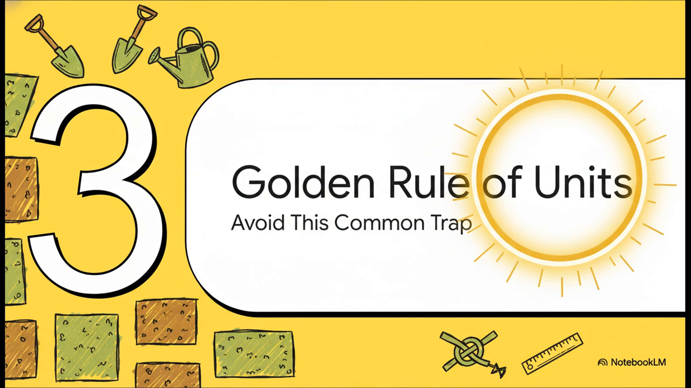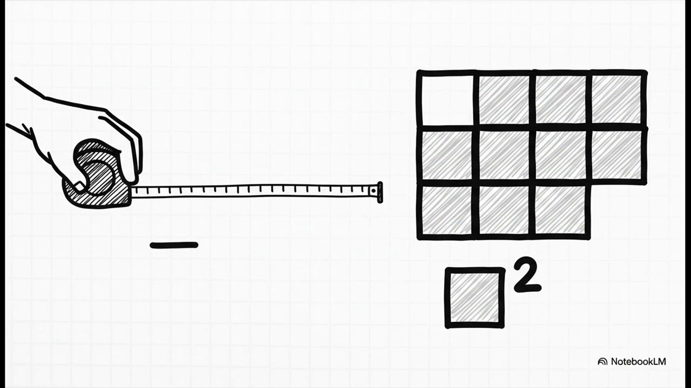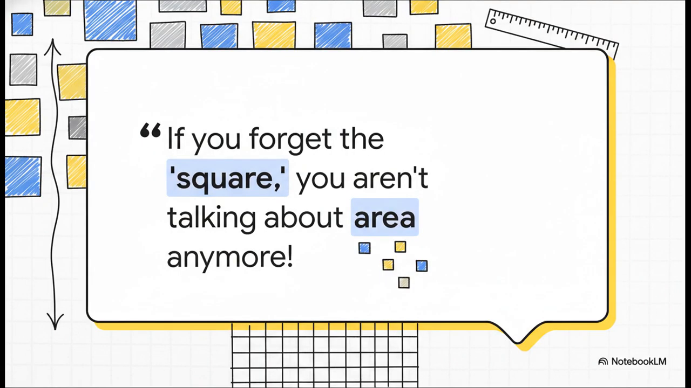Now, hold on. Before we solve our garden puzzle, there's one absolutely critical detail we cannot skip. This is a common trap, so let's cover it in section 3, the golden rule of units. Okay, so here's the deal, and this is super important. Perimeter is a length, so its units are simple: meters, feet, whatever. But area is a surface, so its units are always squared. Square meters, square feet. You see that little 2 up there? It's not just for looks, it's the thing that tells the whole world you're talking about a surface, not just a line.